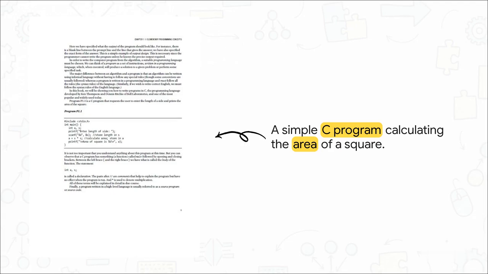First, it declares our integer variables a and s, so essentially building those physical memory boxes we just talked about. Then, it prompts the user to enter the length of a side. It reads that input, stores it safely in the s box, and then does the math, side multiplied by side, right inside the code, before finally printing the calculated area back out to the screen.